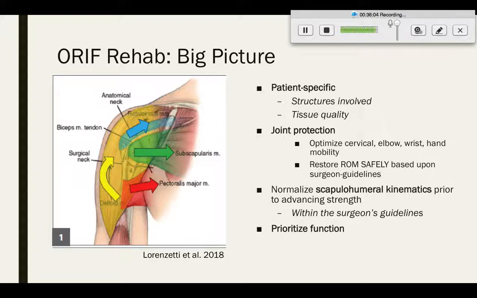So depending on what parts of the humerus were involved with the fracture and the repair, we may need to modify when we start to add in active range of motion into particular planes and strengthening. Again, we want to normalize scapulohumeral kinematics prior to significantly advancing our strength within the surgeon's guidelines. And for this, function should be our top priority.